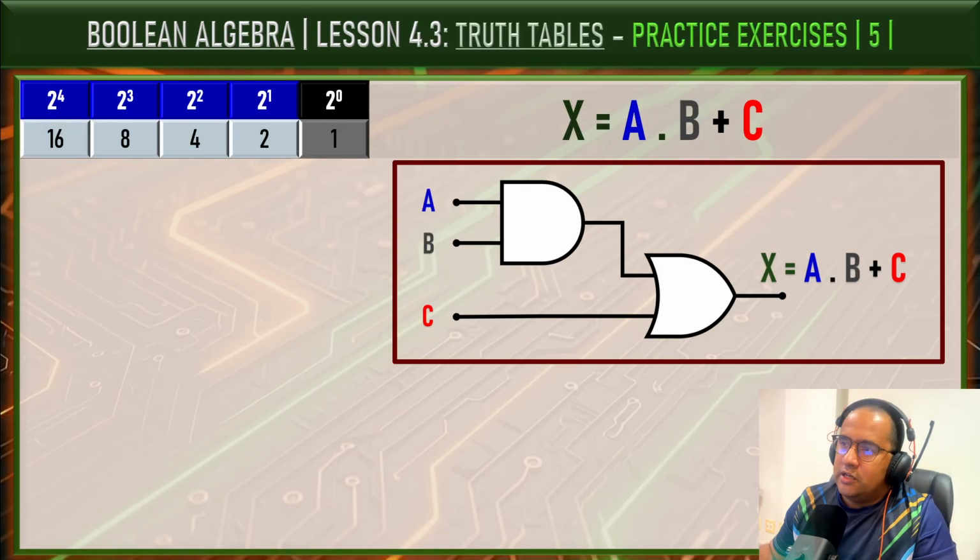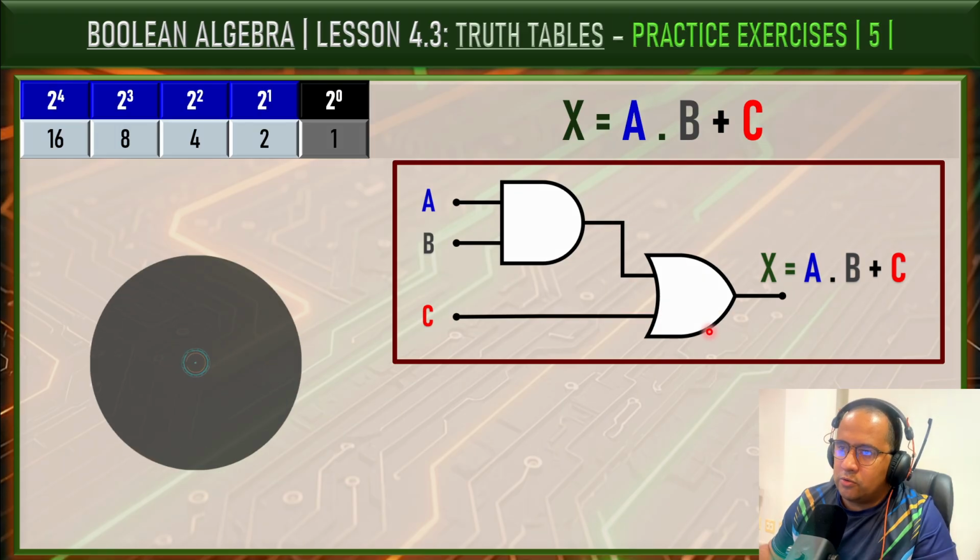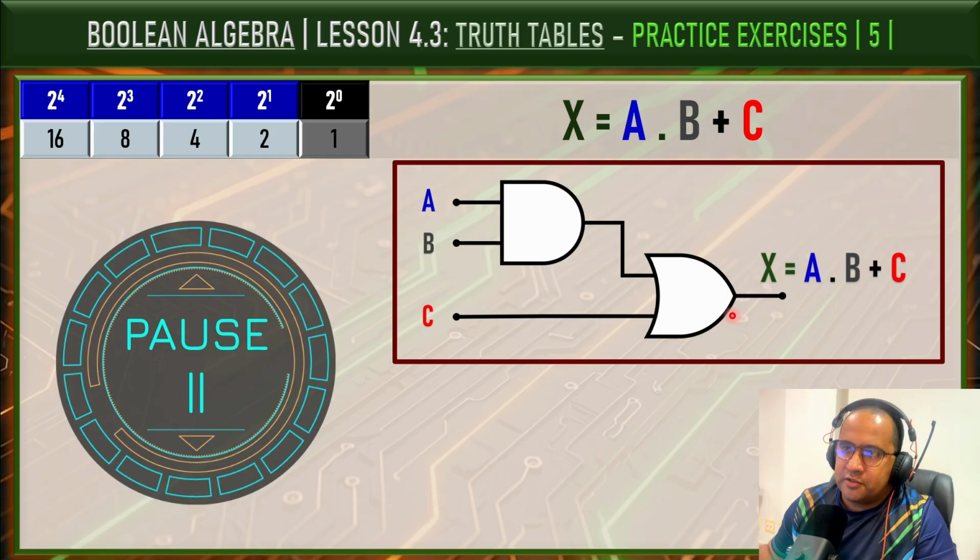This time, we'll analyze a logical function composed of 2 different logic operations. Here we have A, B, and C. The expression is A times B plus C. And below, we can see its equivalent logic circuit. Notice that the AND gate is evaluated first, and its output is then connected to an OR gate. Pause the video and try to solve this truth table exercise before checking the final result.